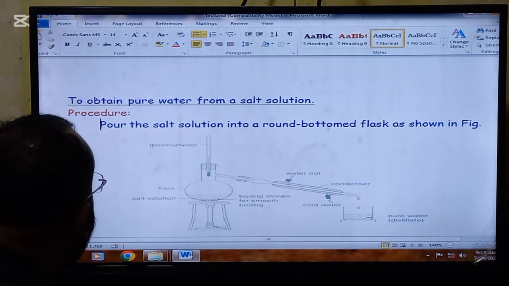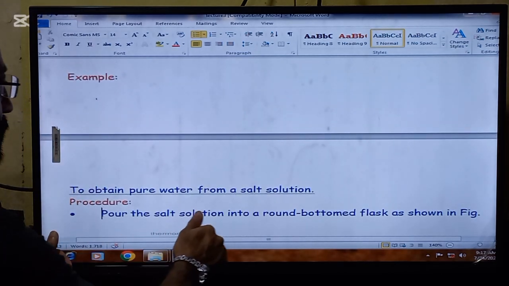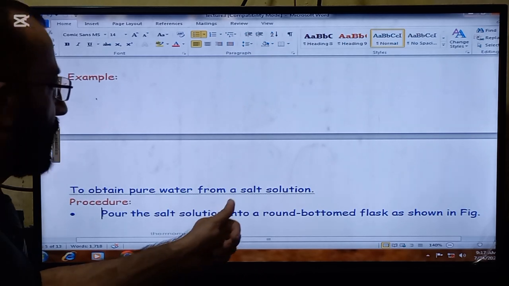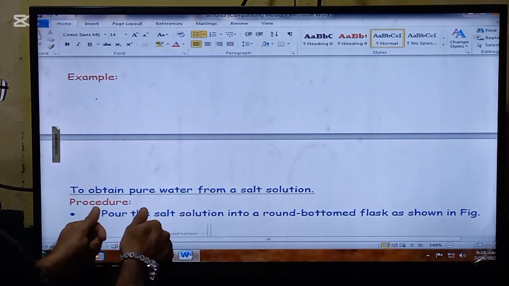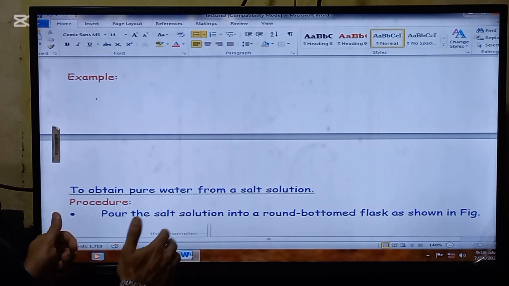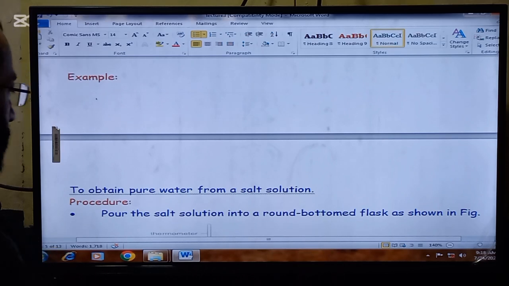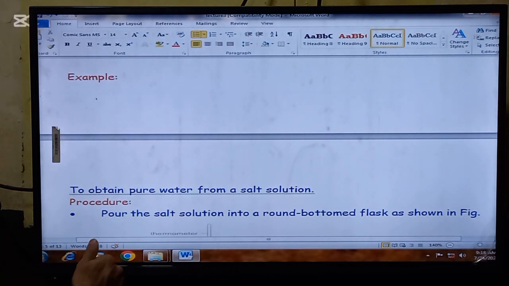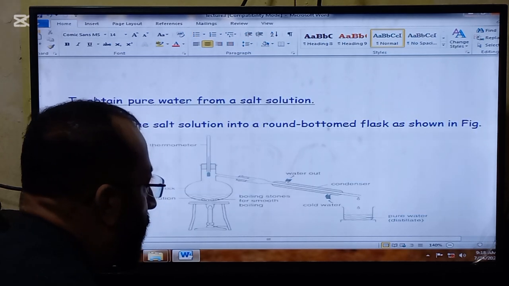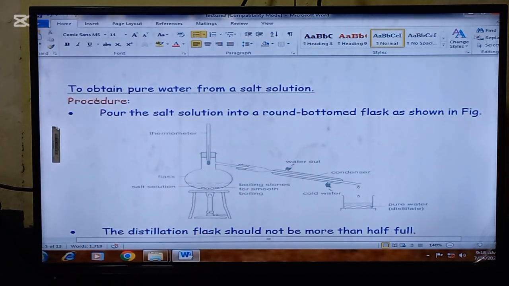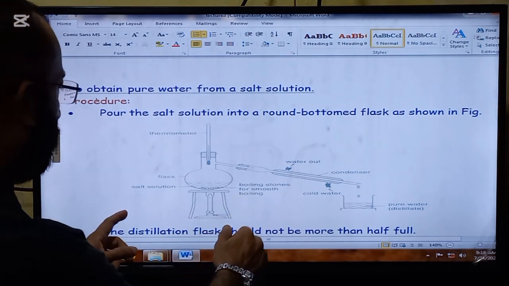So here is an example that will make our concepts clearer. To obtain pure water from a salt solution, because salt is non-volatile and water is more volatile. So we are going to separate pure water from a salt solution. This is the question which we are going to do. The procedure is to pour the salt solution into a round bottomed flask as shown in the figure. So here is the figure you can see now. This is a round bottomed flask.